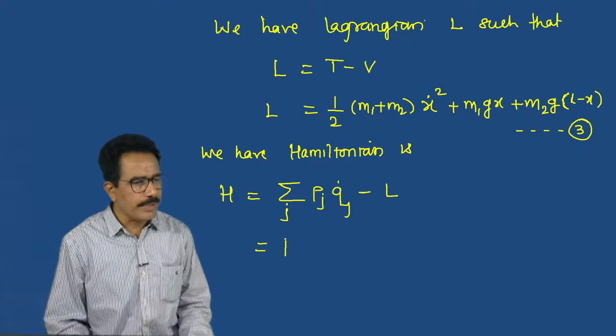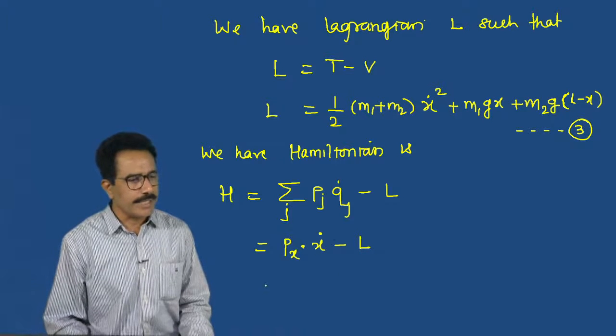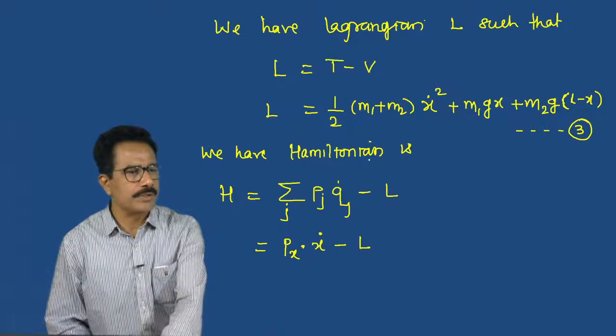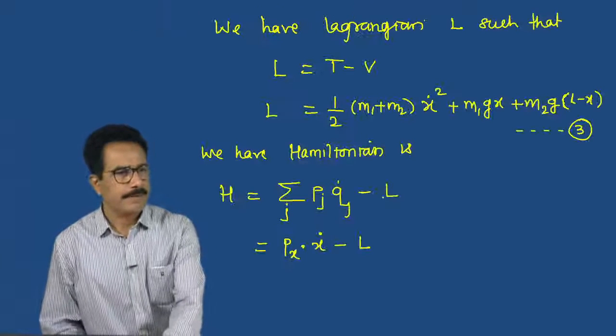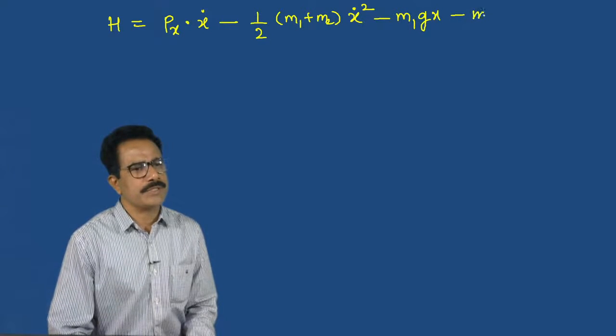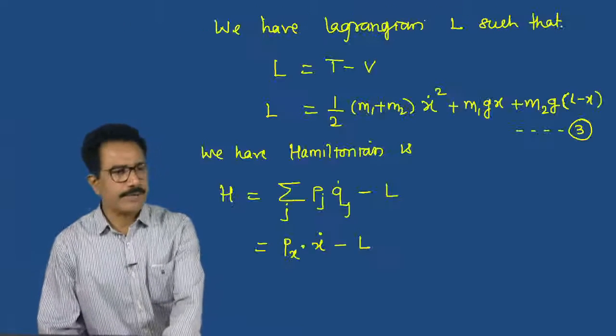ओके, नाउ सो वी कॅन राईट px into x dot, x is only one generalized coordinate, minus L. L means we can write, so we can write H is equals to px into x dot minus L, means we have to put 1 by 2 M1 plus M2 into x dot square minus M1 gx minus M2g into L minus x. Suppose this is equation number 4.